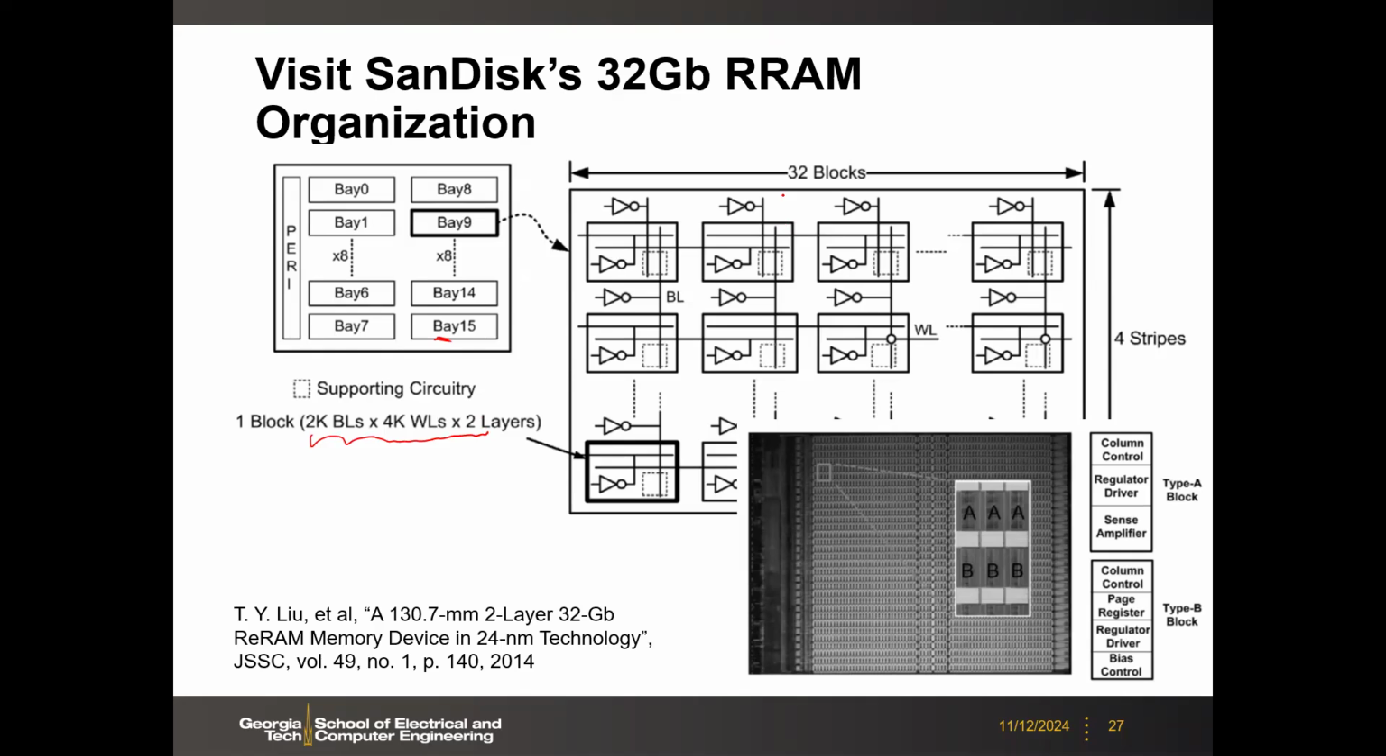Okay. So here you see that each block is like 2 kilo WL, 4 kilo BL, and then you have 2 layers. So then it's pretty large in terms of the subarray size. And so here, in total, you have these 32 blocks times 4. So in total, you have like 128 blocks. You multiply those numbers, and it will give you this 32 gigabits. Okay.